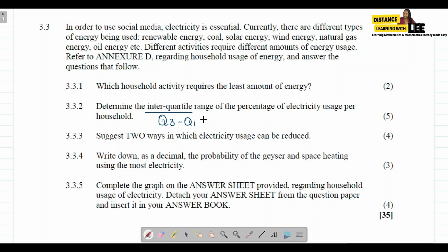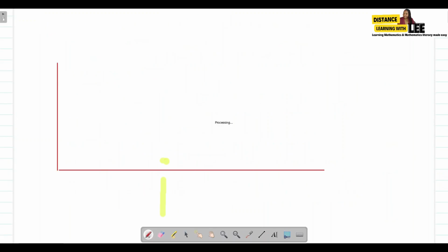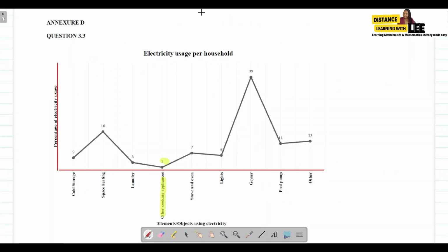For us to be able to determine what your quartile 1 and quartile 3 are, when you are dealing with data handling and you need to determine your median, quartile 1, quartile 3, your maximum and minimum, your data always has to be arranged in ascending order, from the lowest value to the highest value. Once your data is arranged, we can determine your maximum, minimum, quartile 1, quartile 2, which is also known as your median, and quartile 3.